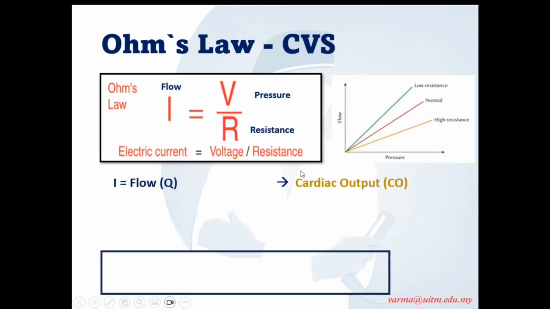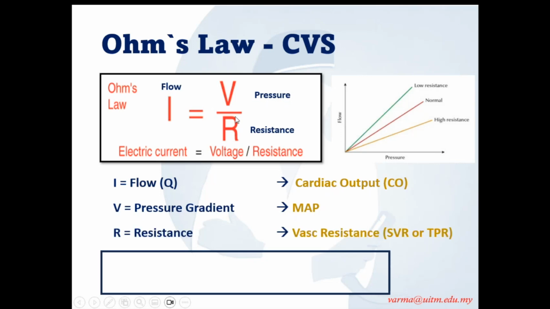So in CVS, what is flow? Flow in CVS is cardiac output. What is the potential difference of pressure? The voltage we are talking about is pressure. The pressure gradient is the mean arterial pressure. And the resistance is the systemic vascular resistance, also called total peripheral resistance. So from Ohm's law, I equals V over R, we extrapolate to CVS, where I is your cardiac output, the potential difference in voltage is the pressure gradient, MAP, and resistance is your systemic vascular resistance. So we get our equation.